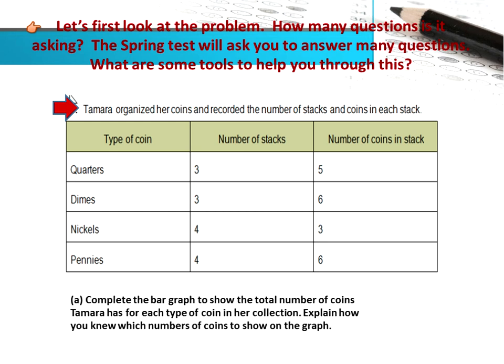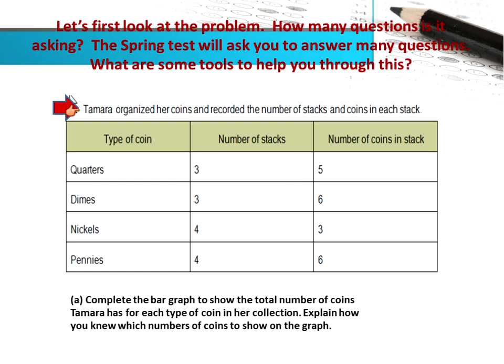So let's first look at the problem. How many questions is it asking? The spring test will ask you to answer many questions, and what are some tools to help you throughout this? These are things that I like to ask my students as we're going through this, okay?